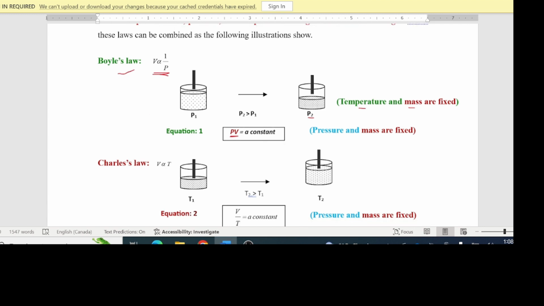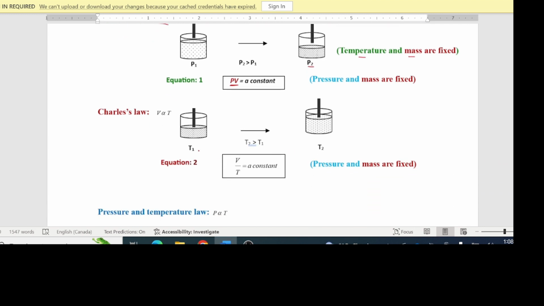Charles's law: in this case, you have a temperature T1 and then a temperature T2. T2 is greater than T1, and the pressure of the fixed mass of gas is kept constant. Because of that, you get a rise in volume. So V is directly proportional to T, and we say that V over T is the constant. That's the second gas law.